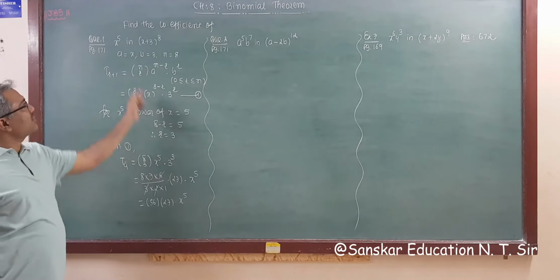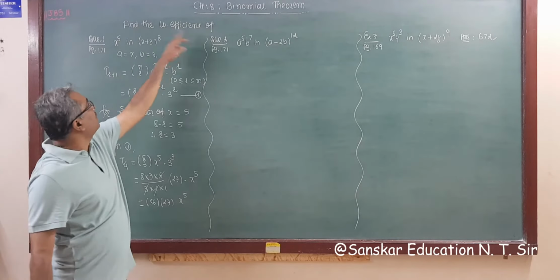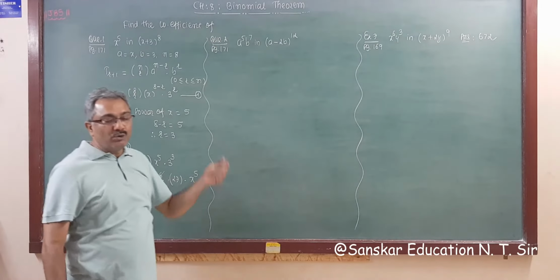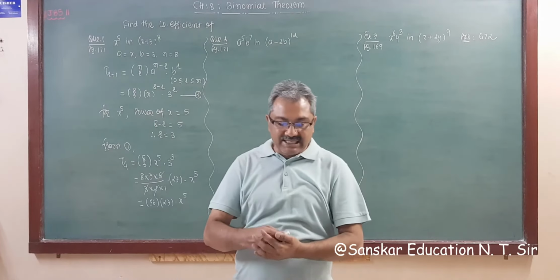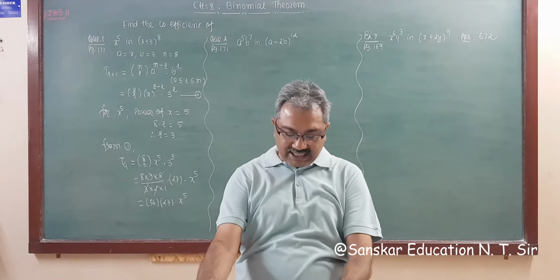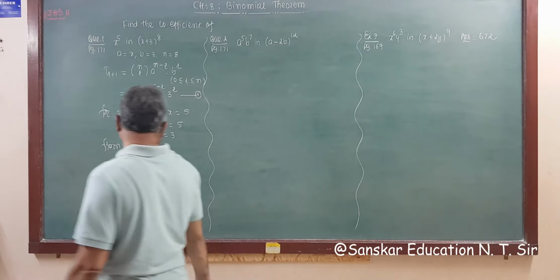So coefficient of x raised to 5. Find the coefficient of x raised to 5. So coefficient of x raised to 5 is 56 into 27. And the answer of this 56 into 27 is 1512.